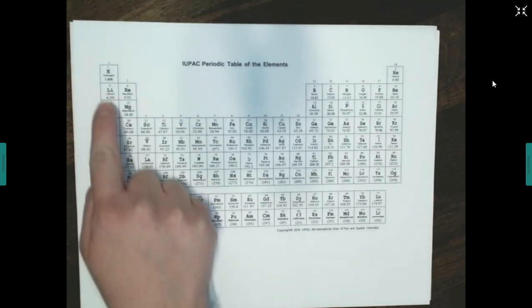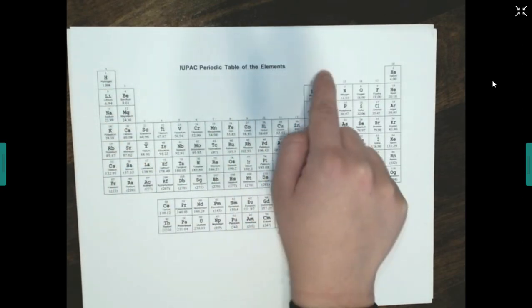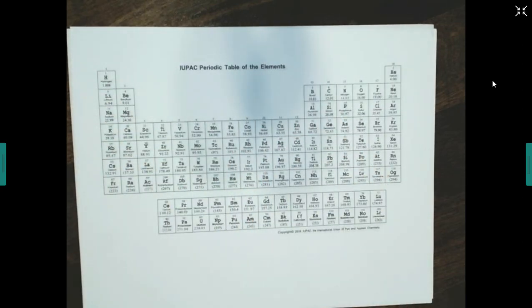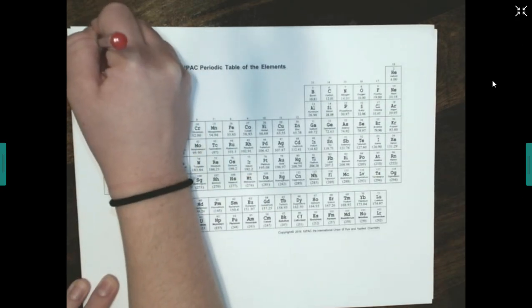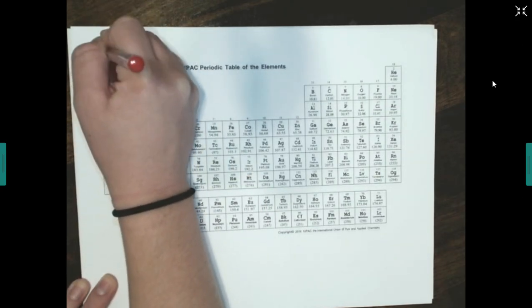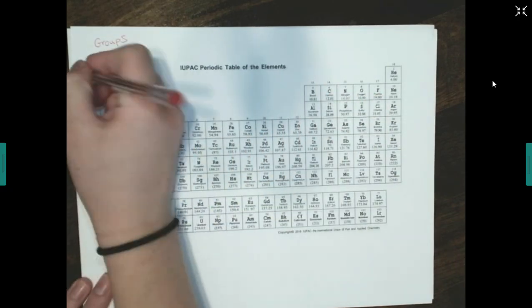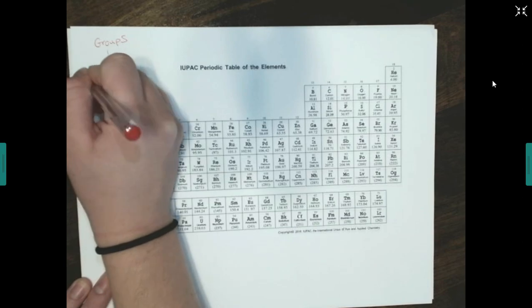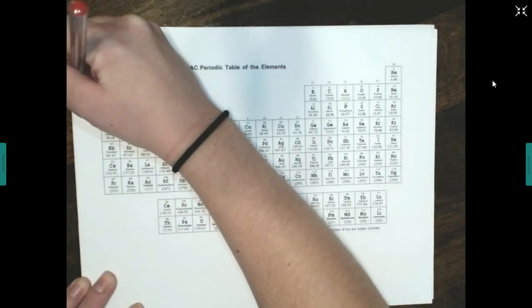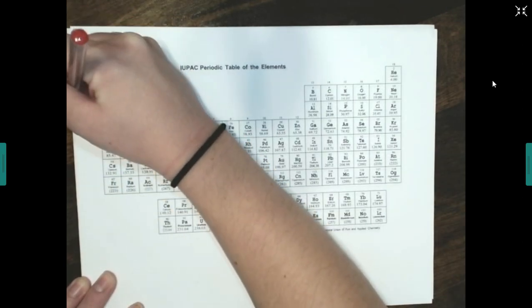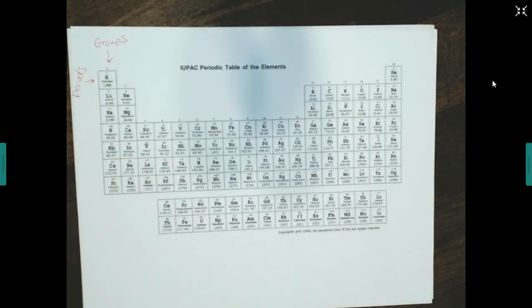So if you remember, there are columns, and these columns here are called groups. Okay, so these ones are called groups. So this is like group 1, group 2, group 3, and so on, okay? And then these things that go horizontally are called periods. Okay, that's why it's called a periodic table, okay?